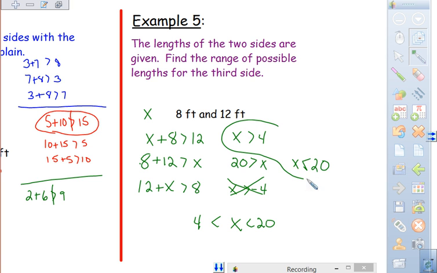These two written together form a compound inequality. This would be an and. So they always have to be less than symbols. You put your smaller number on the left, your bigger number on the right. This concludes my lesson on the triangle inequality.